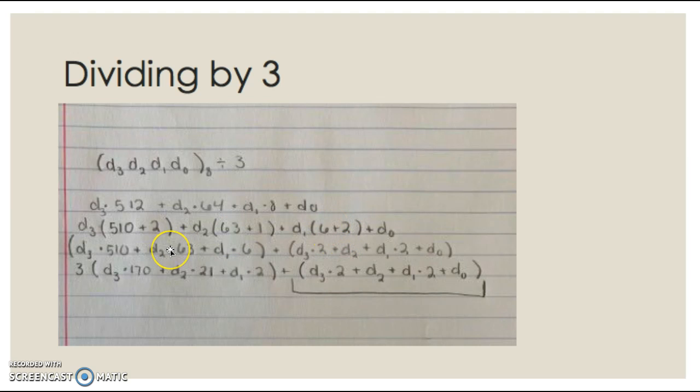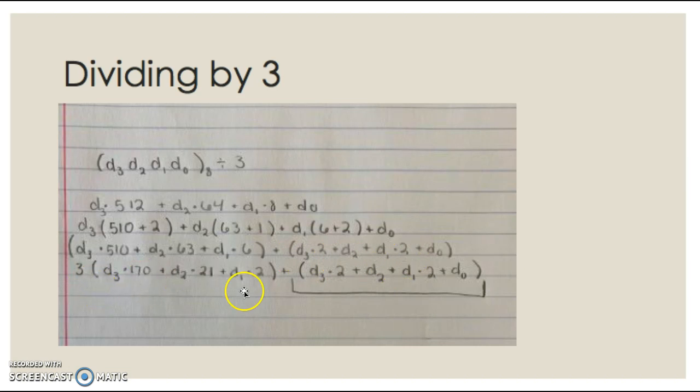Then we're just going to separate all of the parts so that we have an area in parentheses that has numbers divisible by 3 and an area in parentheses that does not have the numbers that are divisible by 3. So then you will end up with D3 times 510 plus D2 times 63 plus D1 times 6. And then in the leftover area, the stuff that is not divisible by 3, we have D3 times 2 plus D2 plus D1 times 2 plus D0.